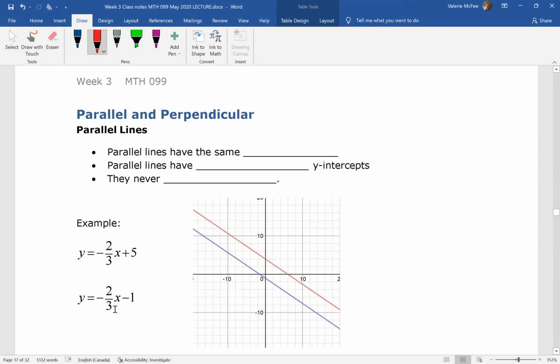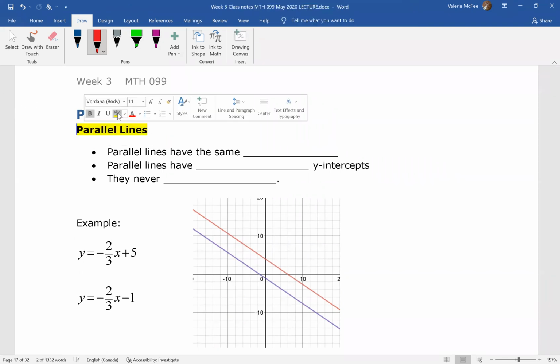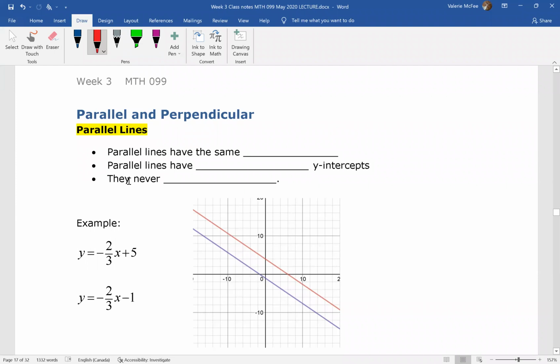I also want to spend a little bit of time talking about parallel lines and perpendicular lines. Let's start with parallel lines. We see parallel lines everywhere when we look around. The sides of your table are probably parallel to each other, or opposite sides rather. A set of railway tracks are parallel to each other. The sides of your paper, opposite sides of your paper, are parallel to each other.